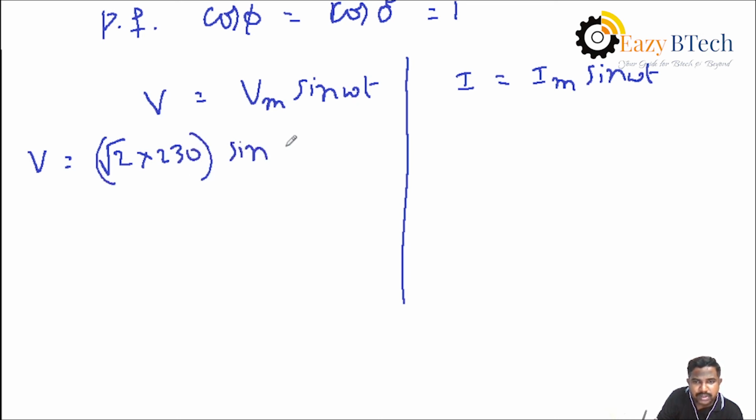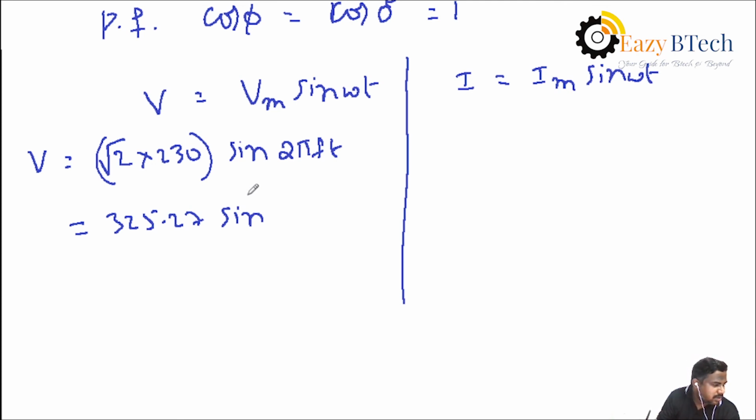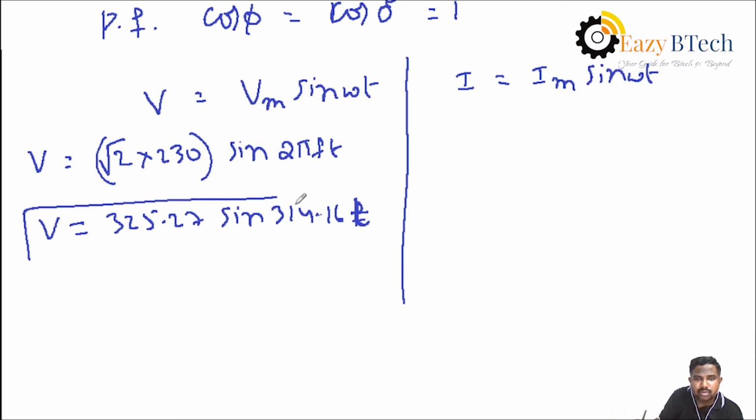Sine of omega t. What is the omega value? Omega is 2 pi f into t. That is root 2 into 230, which is 325.27, sine 2 pi f. F value is given as 50 hertz. Then the omega value is 314.16 into t. So this is the equation of the voltage.